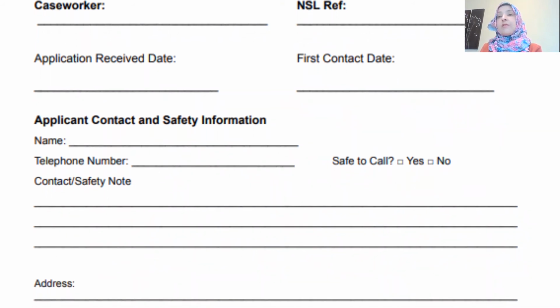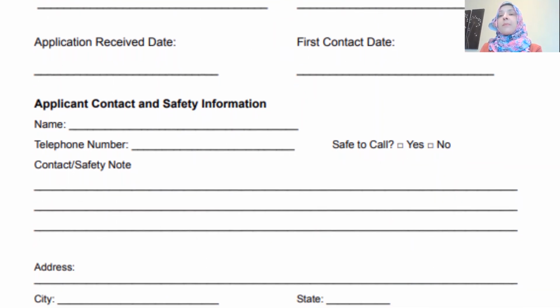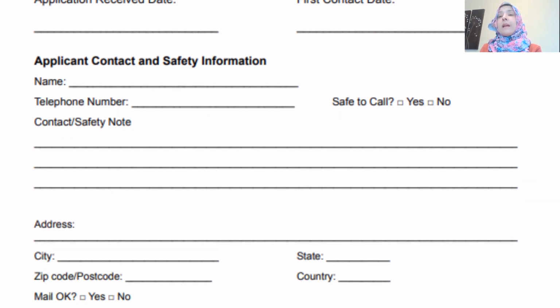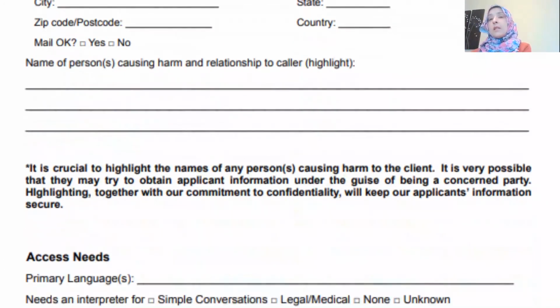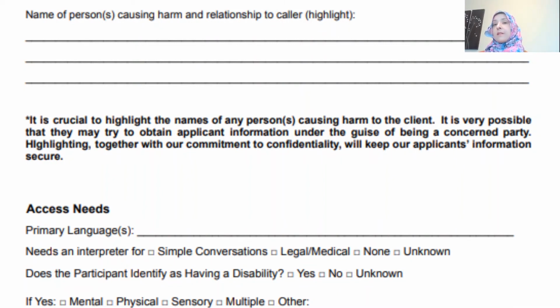Then we just have again their address. Here, going back again to the safety aspect, if they do disclose that they feel unsafe or threatened by somebody in their network, then it's really important to list the name of that person or those people and to write down that relationship. So whether that's an ex-husband or somebody from the in-laws side, please note down the name and their relation to the applicant.